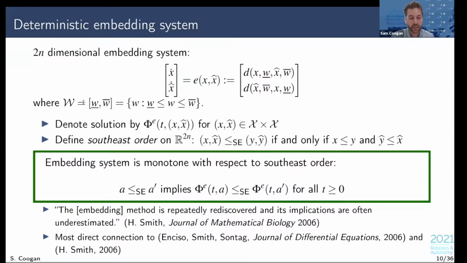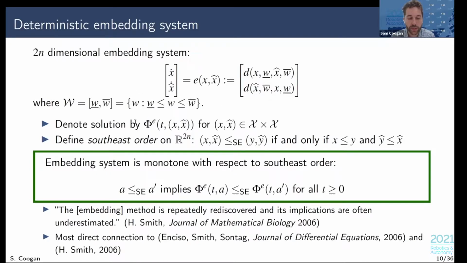In particular, we're going to make the assumption that we made on the earlier slide, that our disturbance set W is a hyperrectangle. That means it has a lower corner and an upper corner. The lower corner we can write as W underbar, and the upper corner as W overbar. To define this embedding system, we evaluate the decomposition function D at the states x and x hat, and then at these extreme disturbance inputs, W underbar and W overbar. That's the update equation for x dot. And then for x hat dot, we swap pairs of variables, but we still evaluate the same decomposition function.